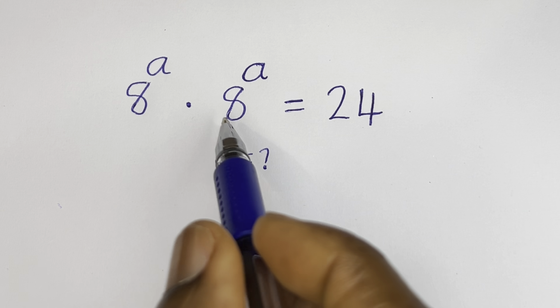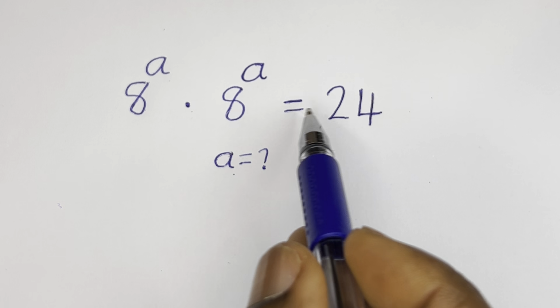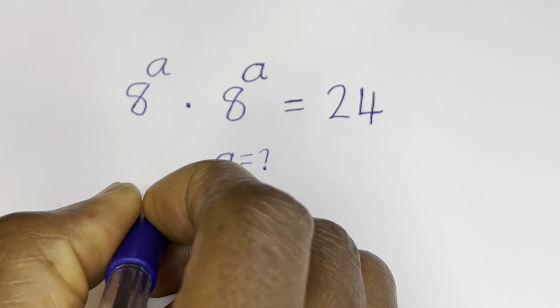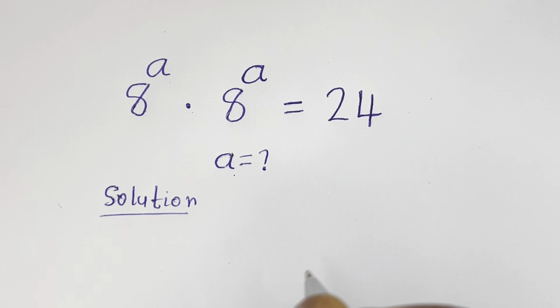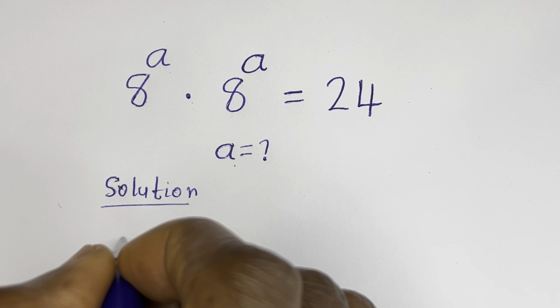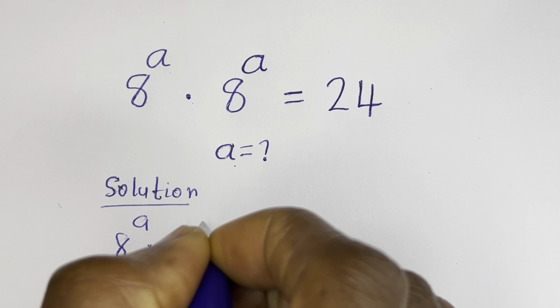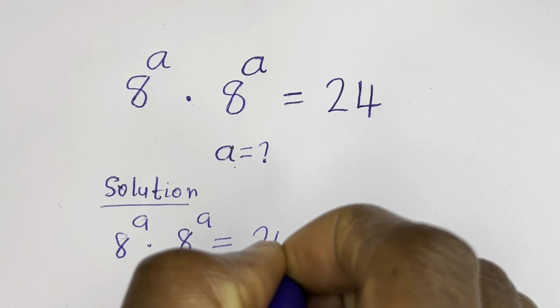Hello, how to solve for a in this equation? 8 to the power of a multiplied by 8 to the power of a is equal to 24. Solution. We have 8 to the power of a multiplied by 8 to the power of a is equal to 24.